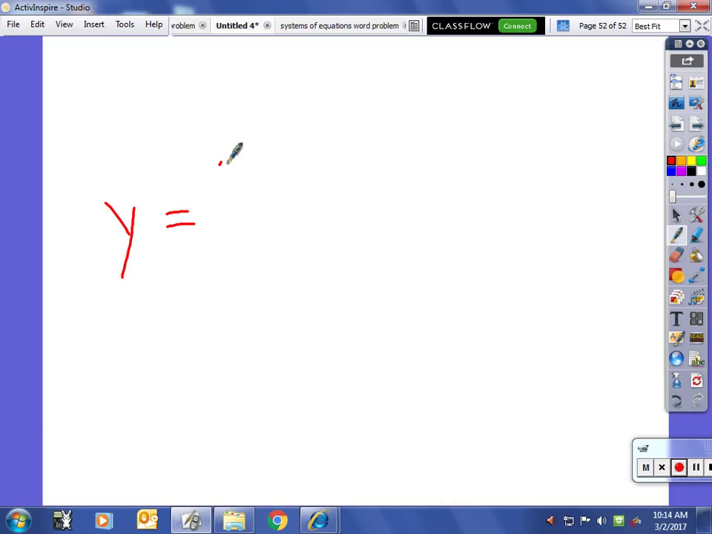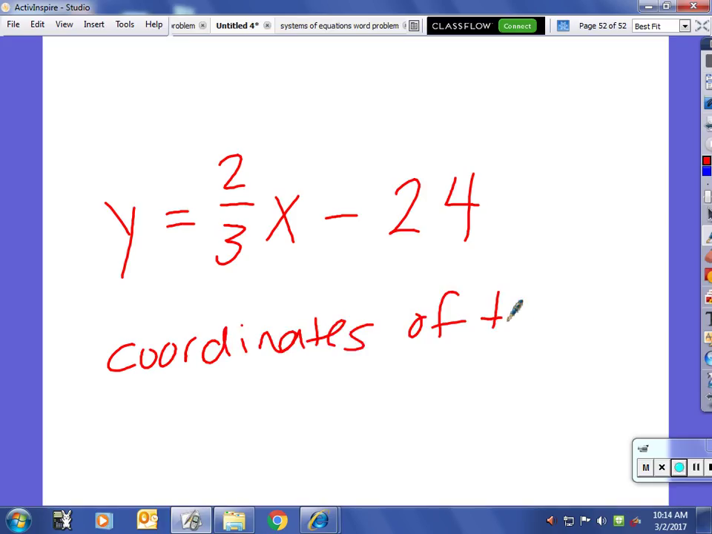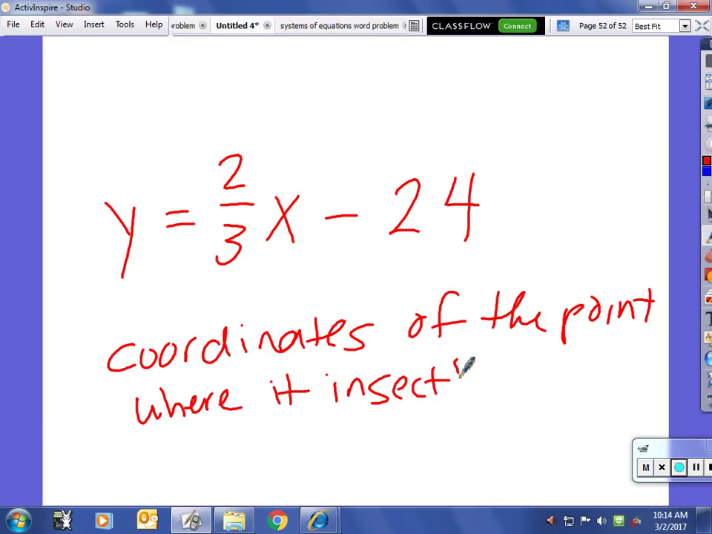Okay, look at this. Y equals 2/3 x minus 24. And I want you to find the coordinates of the point. I want a whole point here where it intersects the x-axis. What am I asking for? The roots, the zeros, the x-intercepts, exactly.